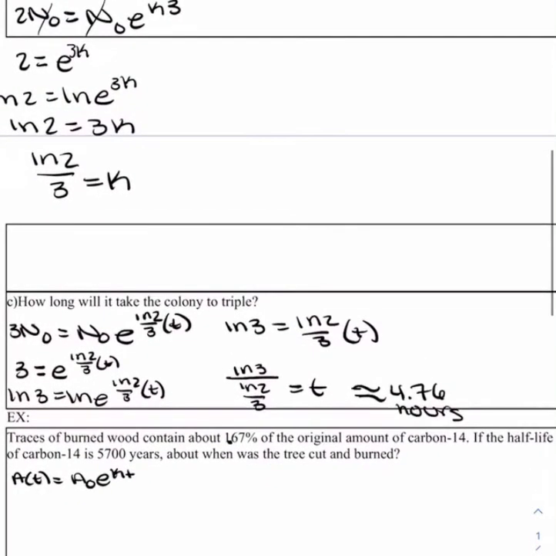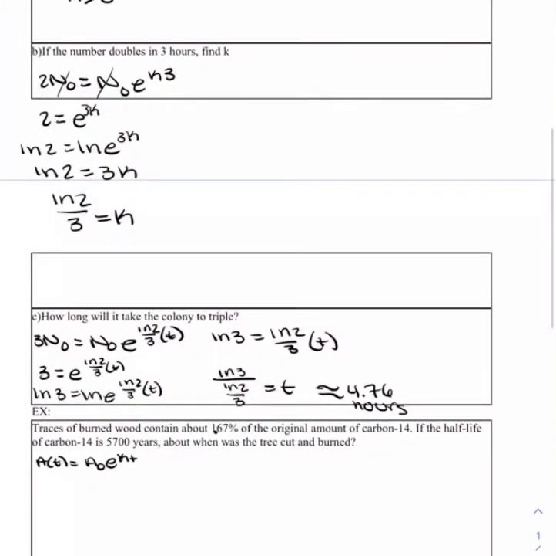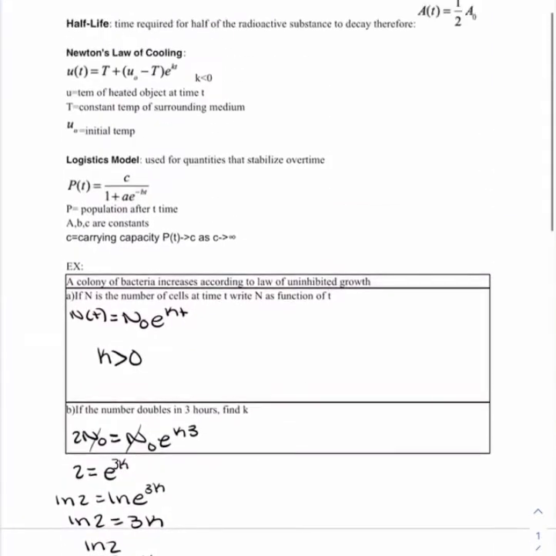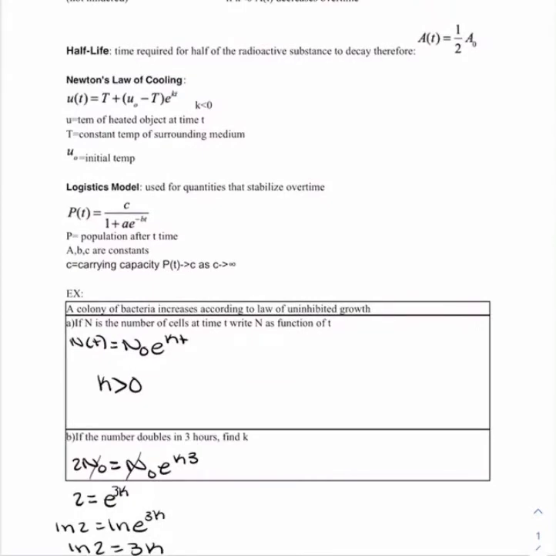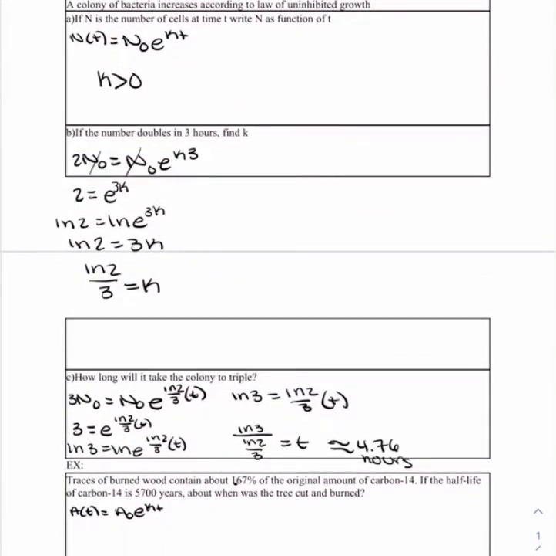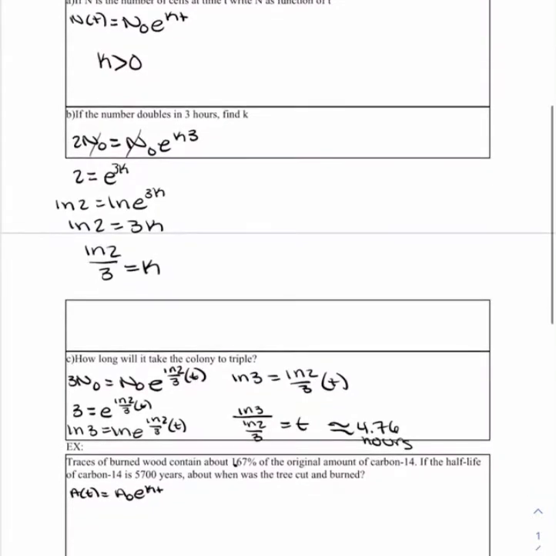Okay, so this next example, it says traces of burned wood contain about 1.67% of the original amount of carbon-14. If the half-life of carbon-14 is 5,700 years, about when was the tree cut and burned? So here again, we're looking at the half-life. But we're not exactly given everything we would need to use that specific half-life formula, because we're trying to find about when was the tree cut and burned. So like time, that's what we're trying to figure out. So we need to use the growth and decay formula.